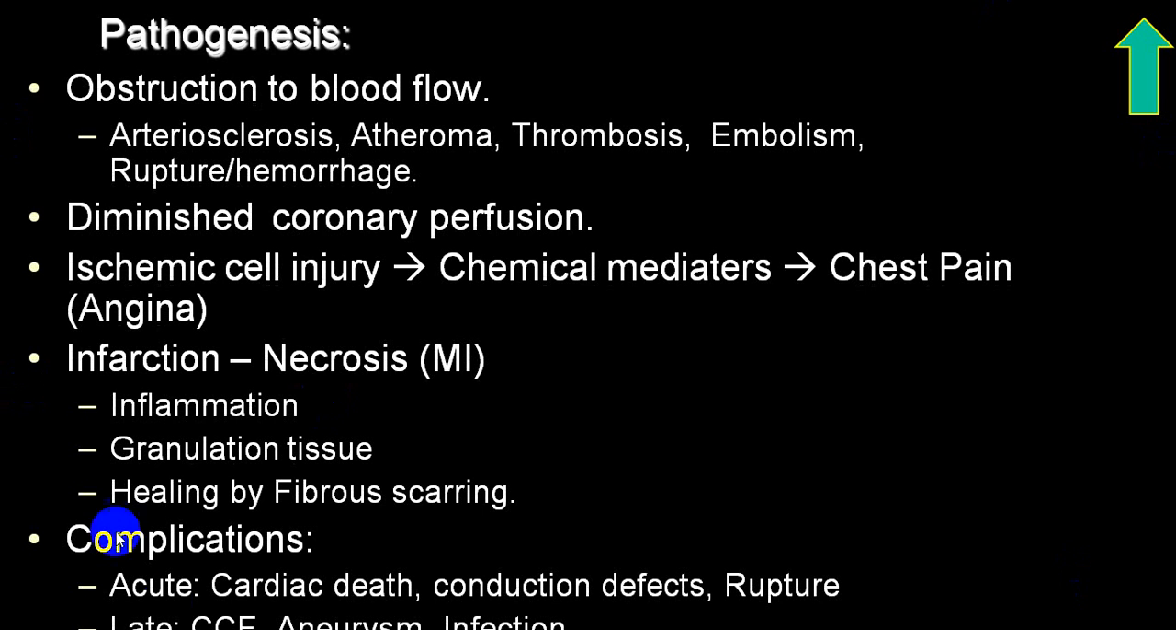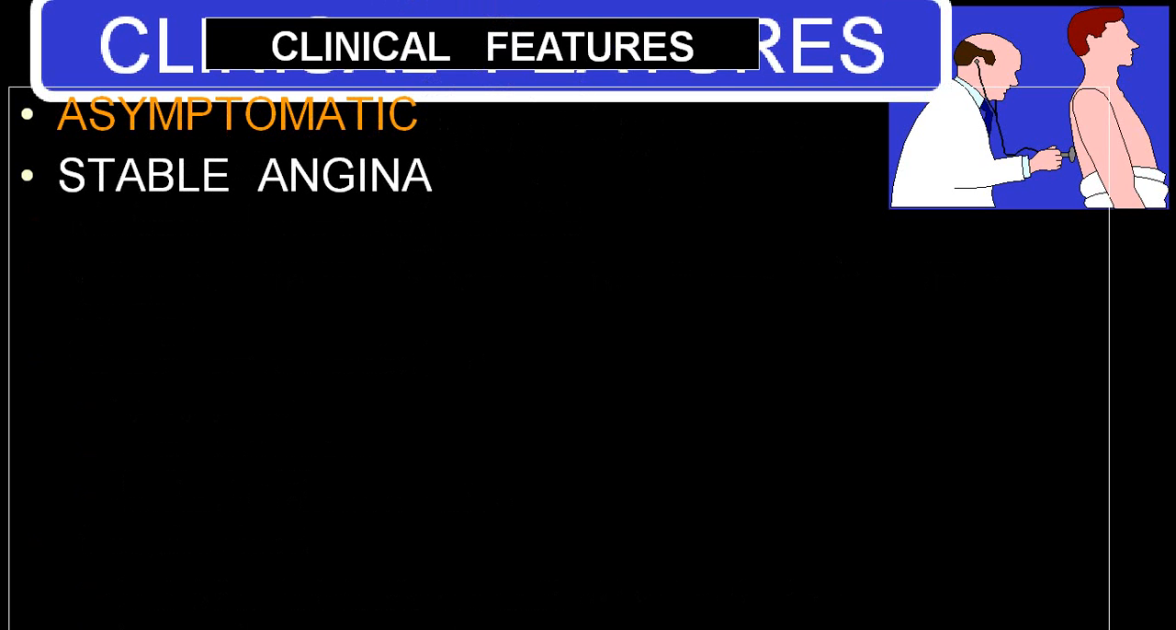And in complications, depending upon the severity of the damage, sudden cardiac death, conduction disturbances, secondary to necrosis, rupture of interventricular septum, rupture of left ventricular wall, rupture of papillary muscles, etc. And in late stages, congestive cardiac failure, aneurysm formation, conduction disturbances, cardiomyopathy, thrombus formation, mural thrombus, thromboembolism. We'll be dealing in detail in myocardial infarction chapter.